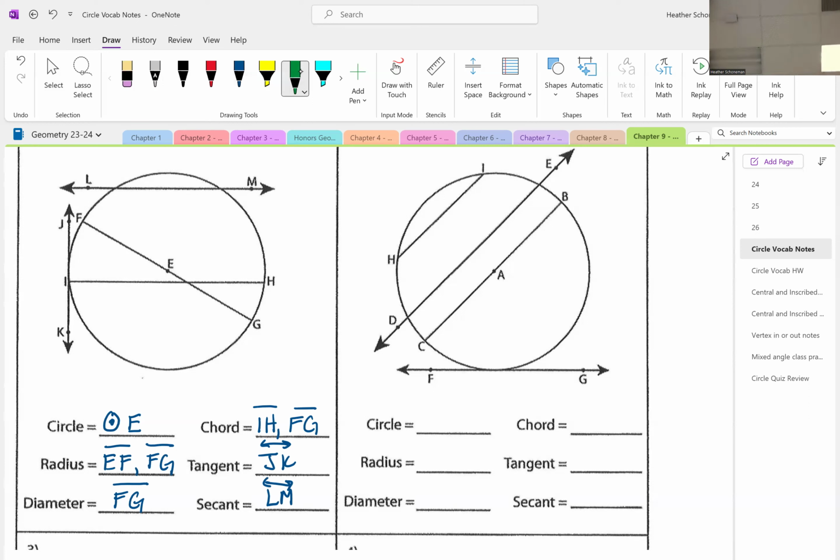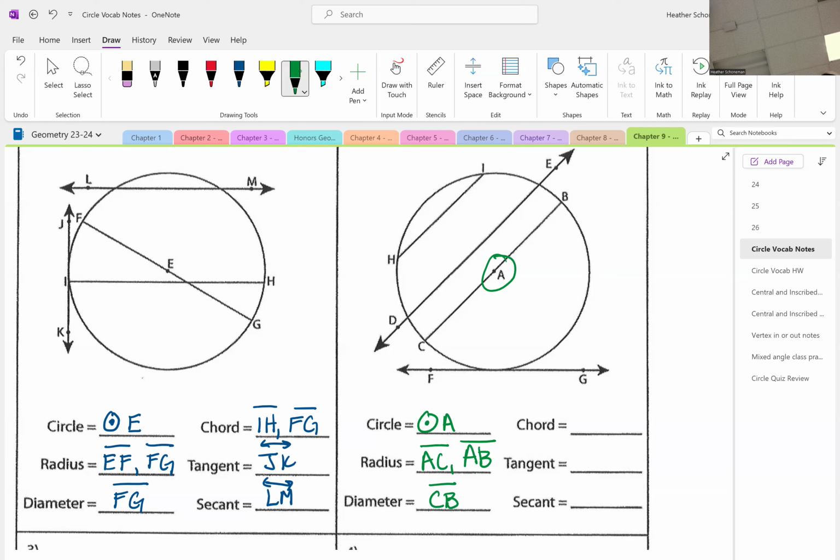Okay. Second one, the circle, we got to name it by the center. So it's A, so it's going to be circle A. The radius, well, there's 2 of them in this picture. You could have AC or you could have AB, but it's got to start on the center, start on this point, and go to the circle. Diameter, it's a chord that goes all the way through the center. So the diameter on this one would be CB.